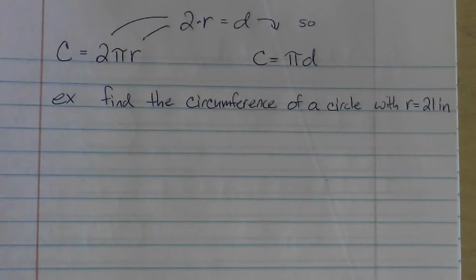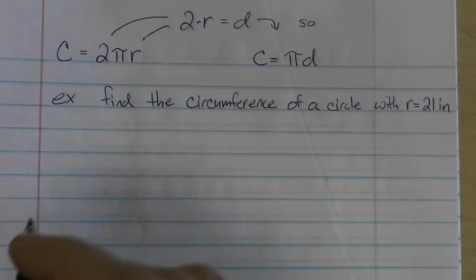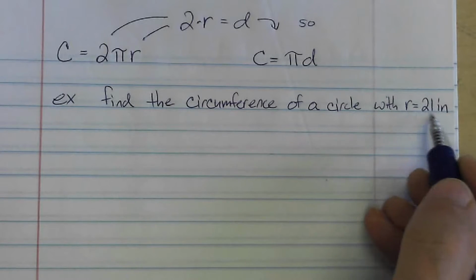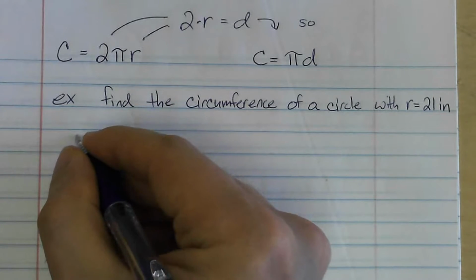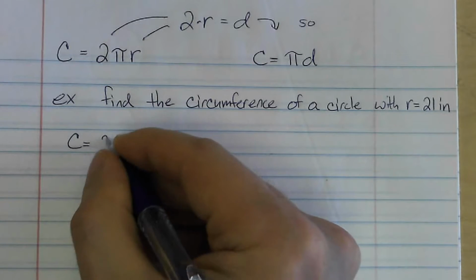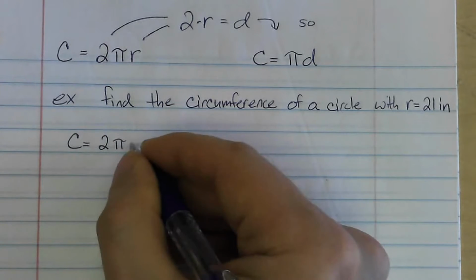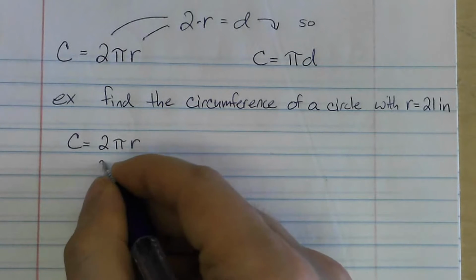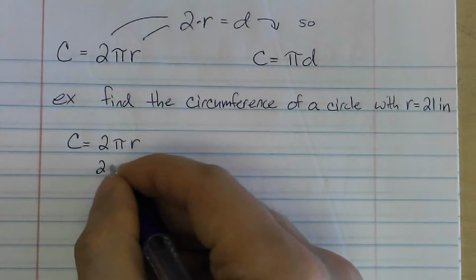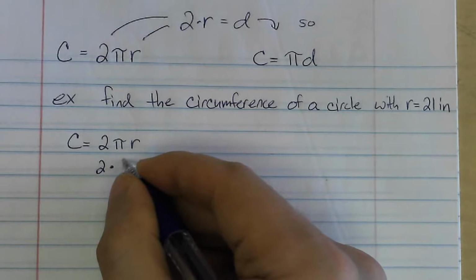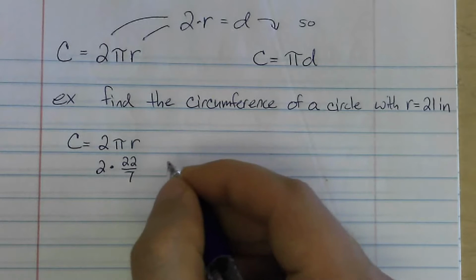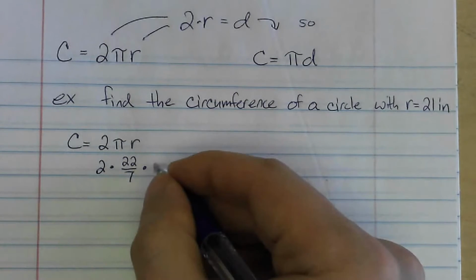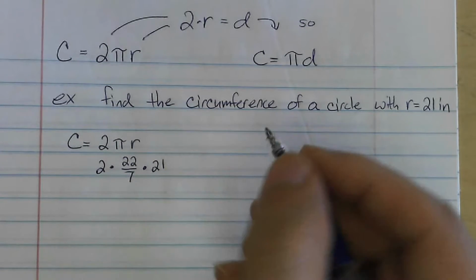If you want to try it on your own, pause the video, press play when you're ready. If not, here we go. Since we're given a radius, we're going to use the equation that has a radius in it. So our equation is C equals, circumference equals, 2 times pi times r. Now, 2 is a constant, so we're going to write 2. Now remember, for our purposes in this class, we're going to use 22 over 7 for pi, and radius, we were told, is 21 inches.